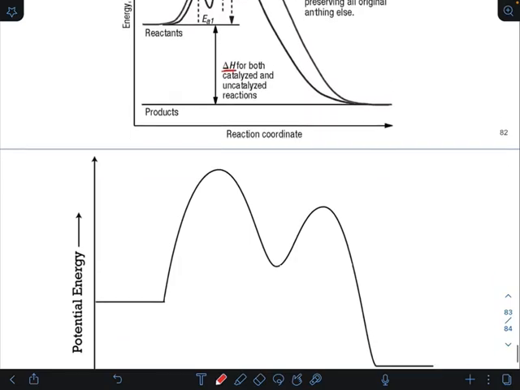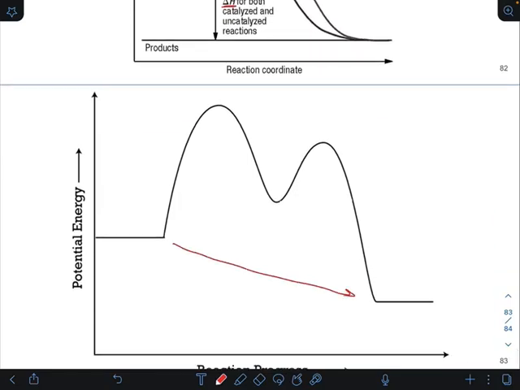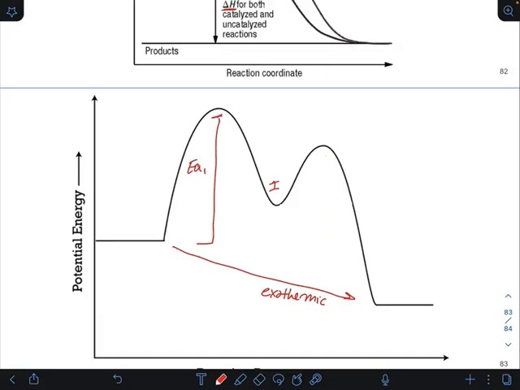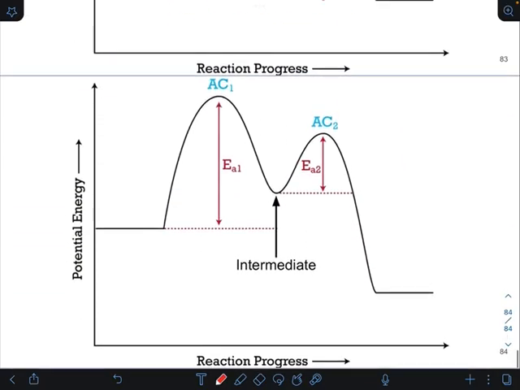Here's another example. So this is an exothermic reaction. Here's your first EA. Here's your intermediate. Here's your second EA. And this would be a 2-step mechanism because there are 2 peaks, and the first step is the slow step, second step is the fast step. AC, in this case, is activated complex, or the transition state.